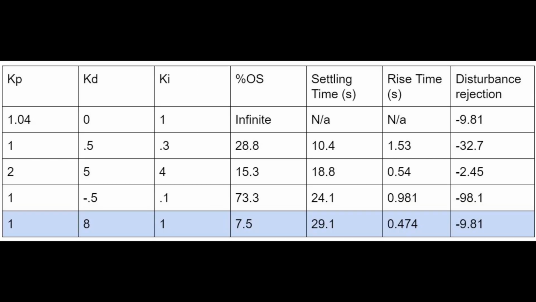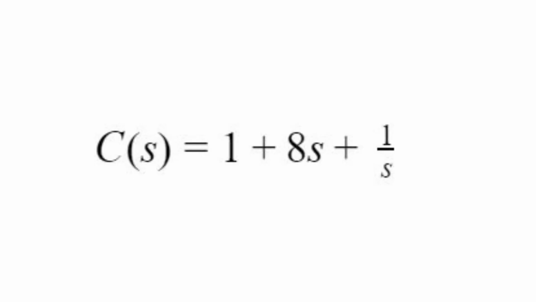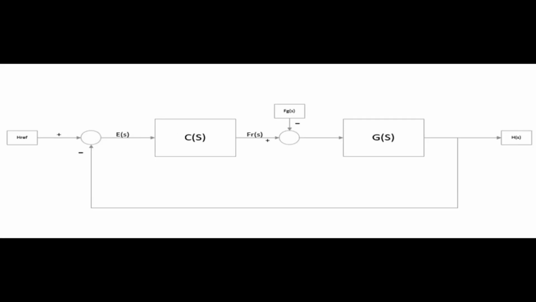Through an iterative process, we found the following values for our PID controller and the resulting outputs. Therefore, our final controller transfer function is going to be 1 plus 8s plus 1 over s, with the closed loop system shown.